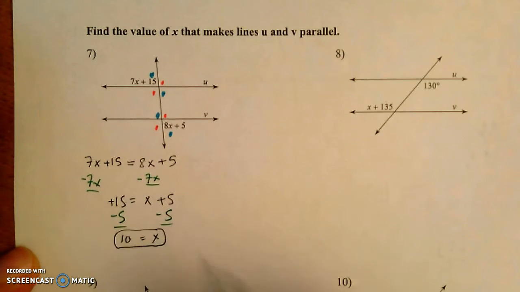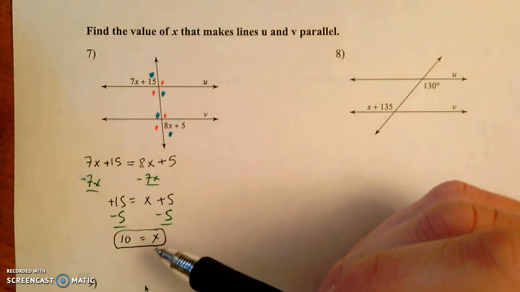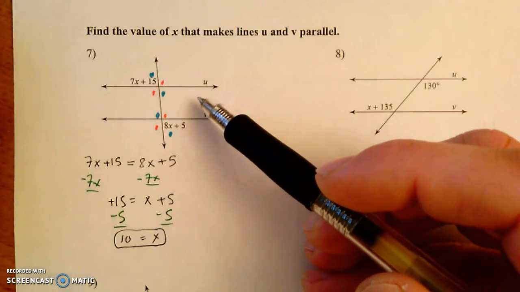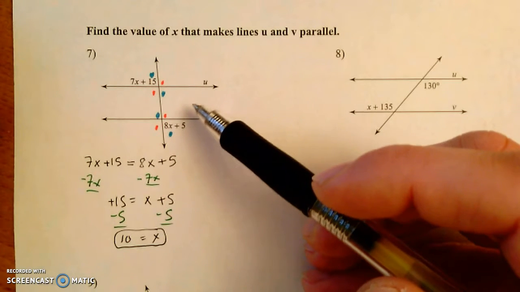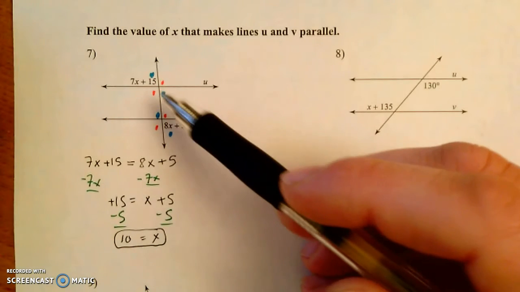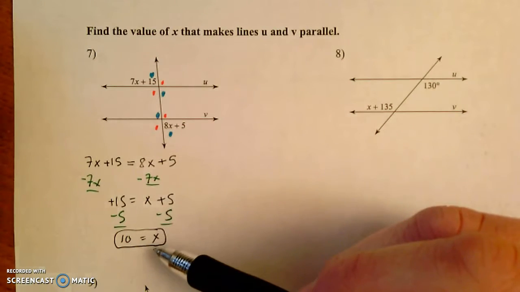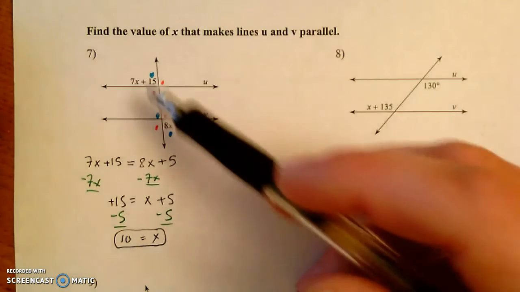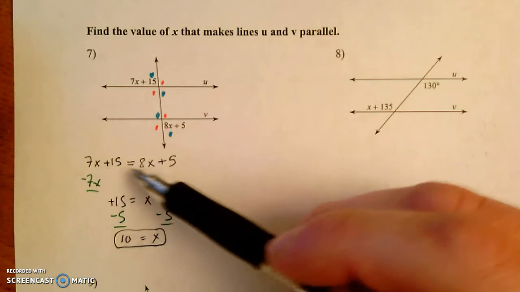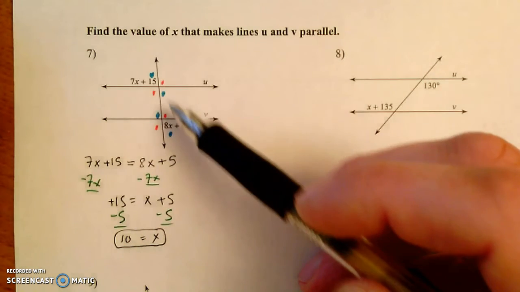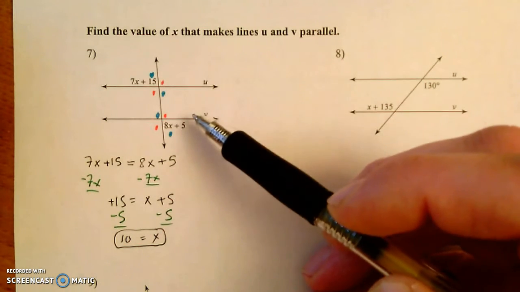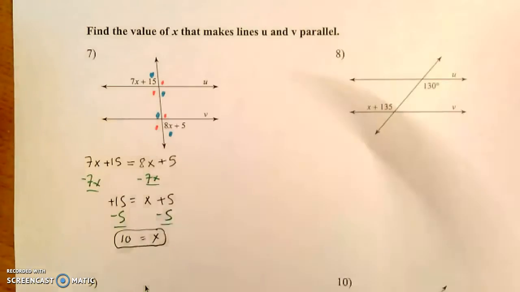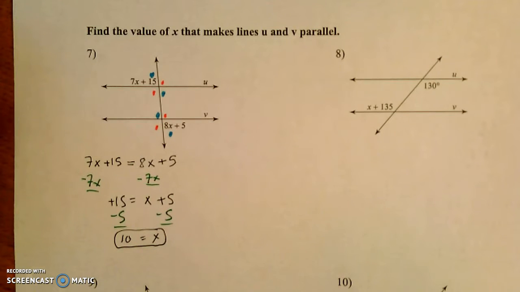So again, in this case, we want to differentiate. Before, we were assuming the lines were parallel, and if they're parallel, then the angles would be congruent and x would be equal to 10. But in this case, we're saying if x is equal to 10, then these two expressions will be equal, these two angles will be congruent, and the lines will be parallel. So the reasoning's a little different, but the overall process is the same.